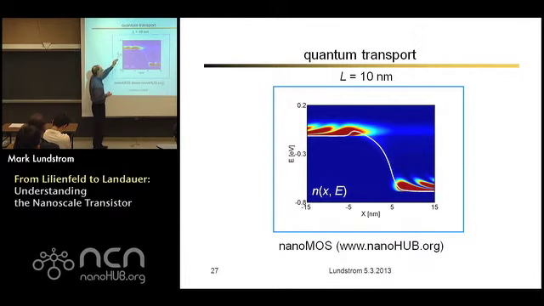Here's a simulation of electrons flowing in a device under on-state conditions. Red means there's a high electron density. You're seeing electrons come in.